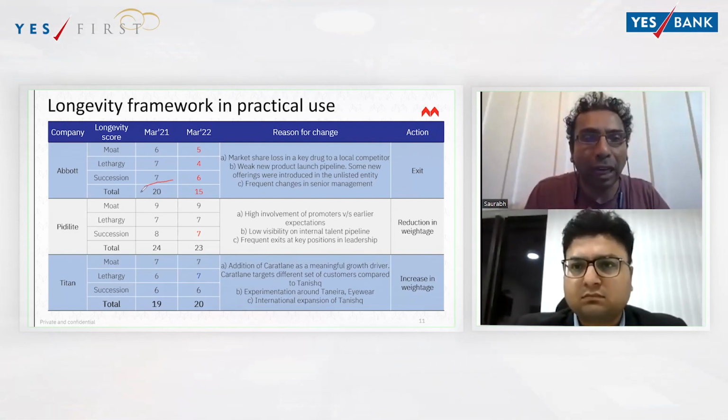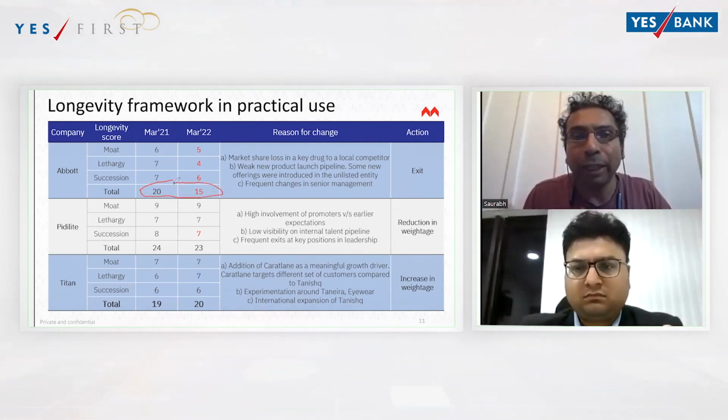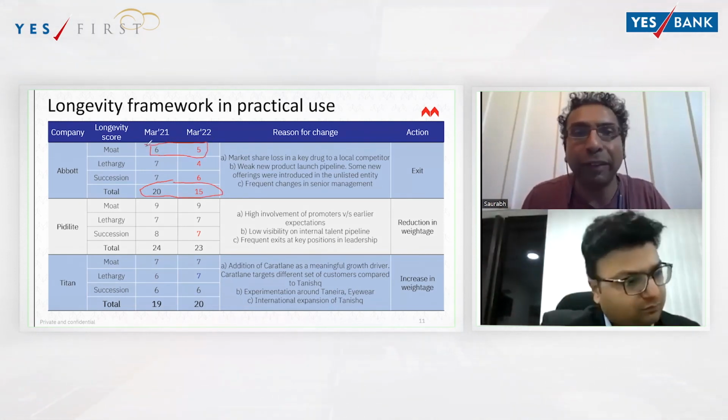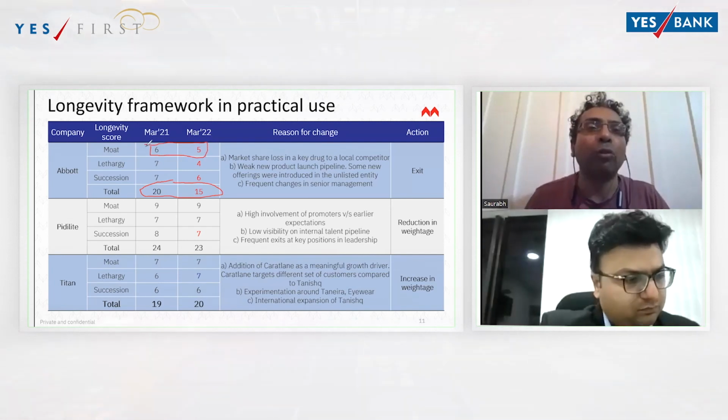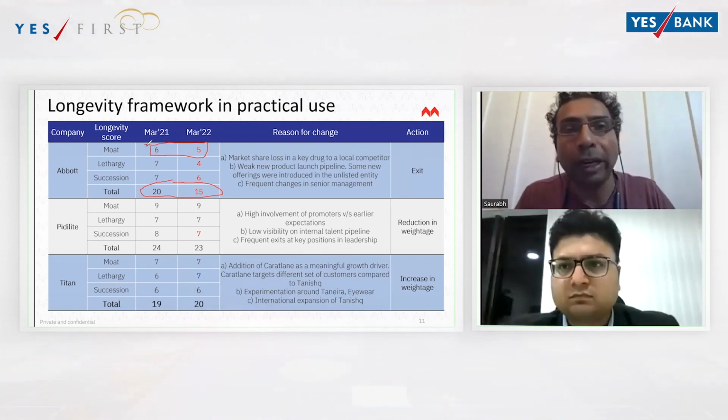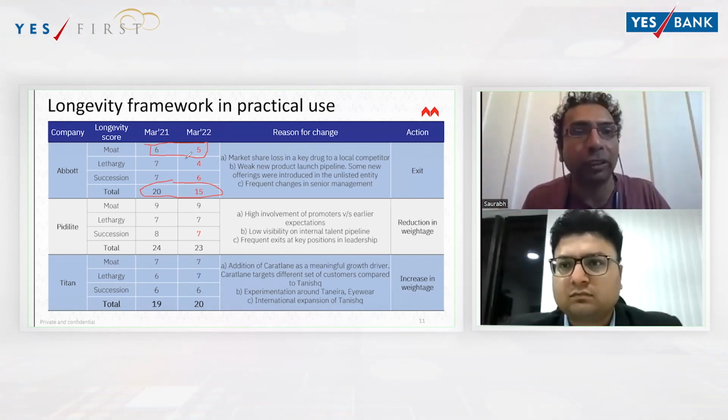This year's exit was Abbott, where as many of you will know, they effectively gave up their dominant position in a critical drug called Dufastone. They gave it up to Mankind. They saw it coming, they didn't respond in our view, and therefore to our mind that the Moat score therefore fell from 6 to 5.